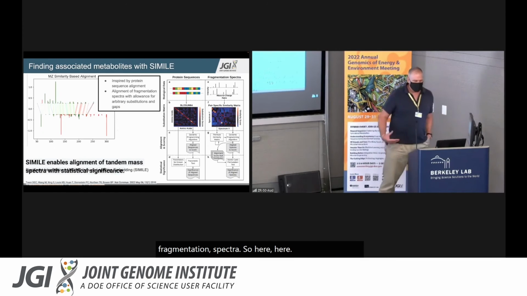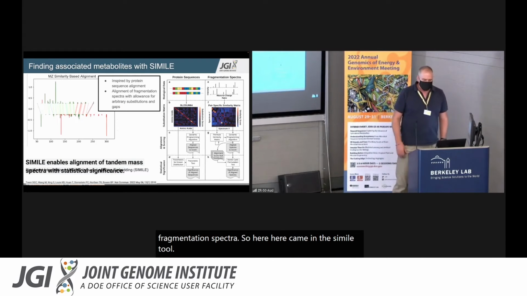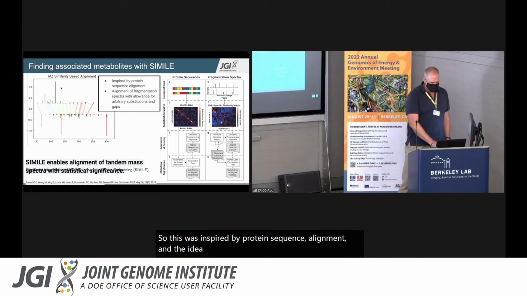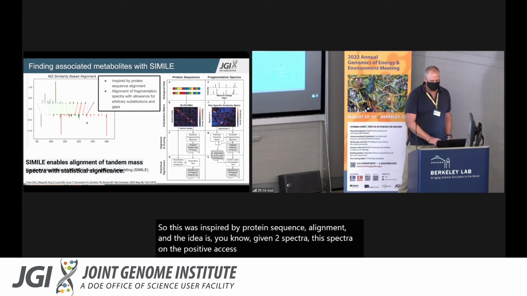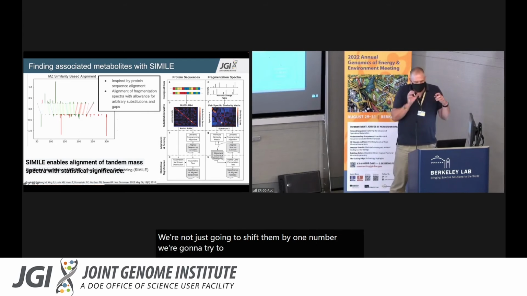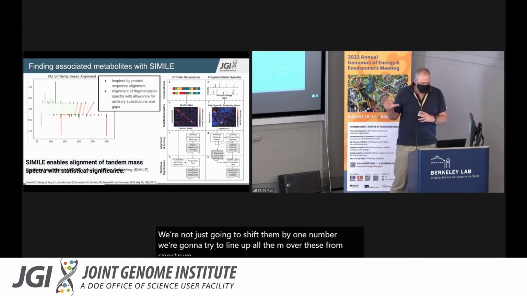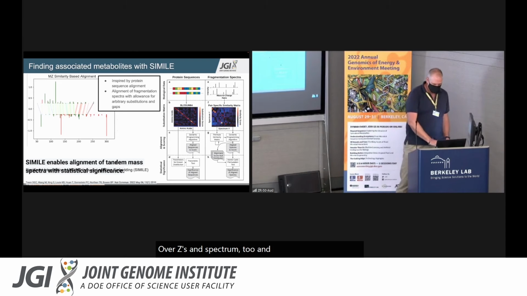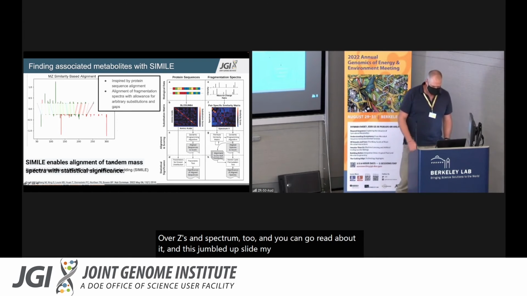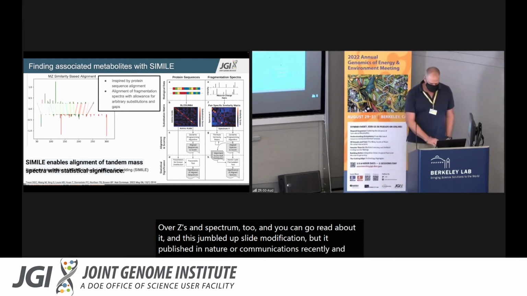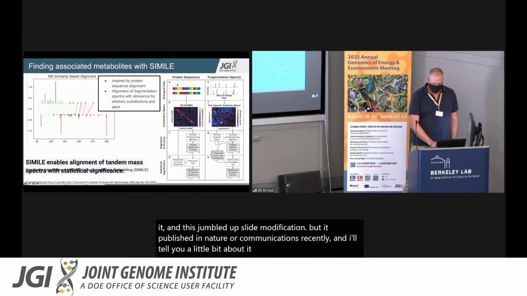So here came in the Simile tool. This was inspired by protein sequence alignment. The idea is, given two spectra, the spectra on the positive axis and the spectra on the negative axis, we're not just going to shift them by one number. We're going to try to line up all the m/z values from spectrum 1 with all the m/z values in spectrum 2. You can go read about it in this jumbled-up slide modification, but it was published in Nature Communications recently. I'll tell you a little bit about it, but it really is high level.